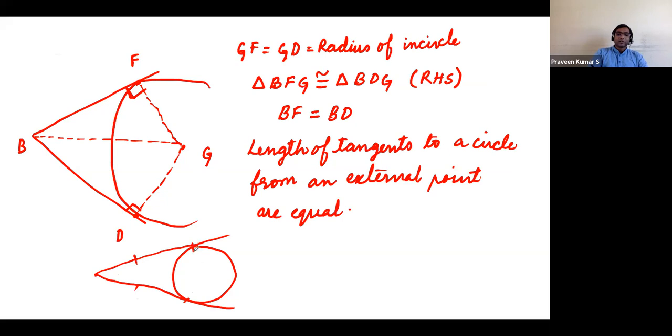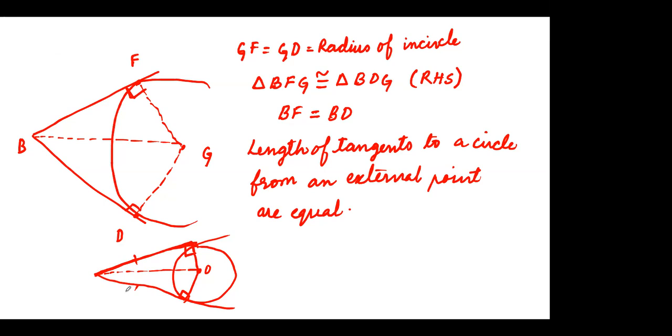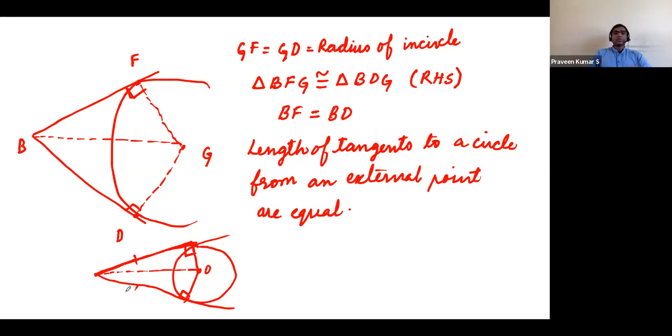How do you prove that? What you have to do is just connect them to the center and draw the central line. Now you know that the tangent and the radius are always perpendicular to each other. So you will have two right angle triangles which are congruent to each other by RHS congruency. Then automatically the length of the tangent on both the triangles will become equal. So this is a very useful property, which is also covered in circles.